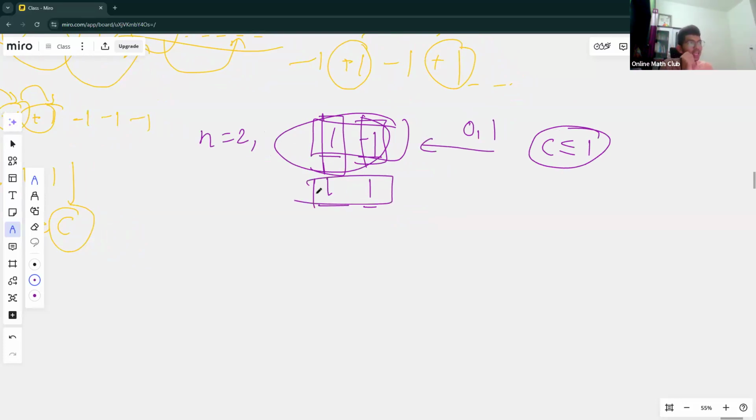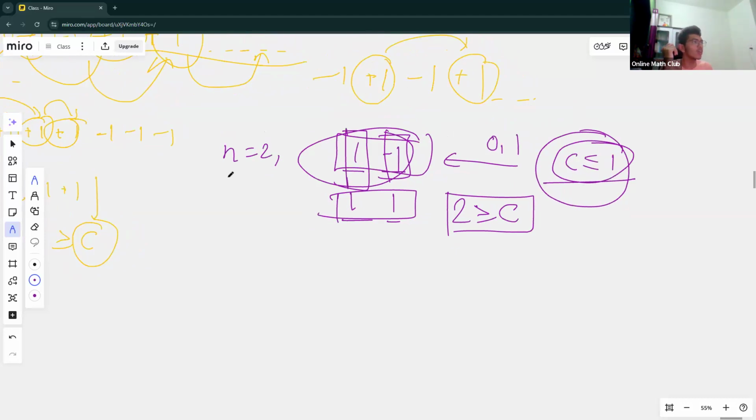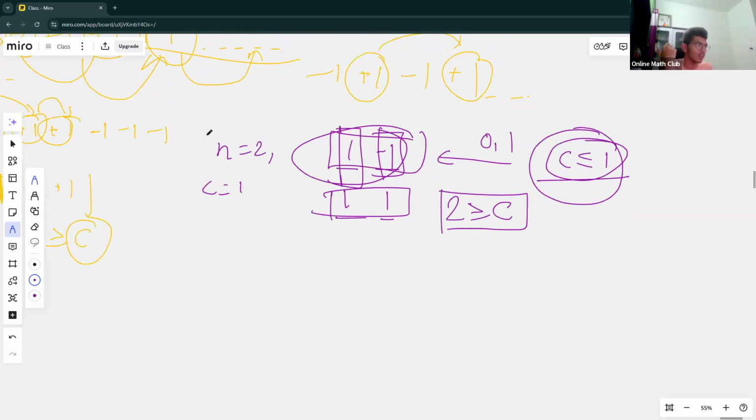Now for this sequence, it can go to 2. You select both numbers and you get 2. But you want C less than or equal to 2, and we already have C less than or equal to 1. So this seems like a lower bound. So for n equal to 2, C equal to 1 is satisfied.